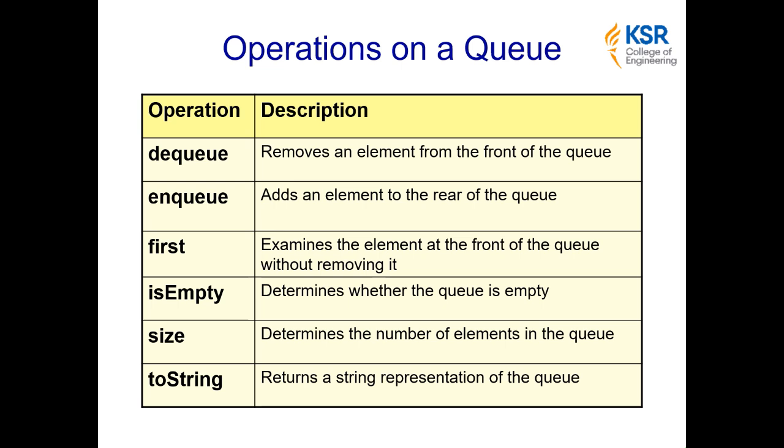The next operation is first, which examines the element at the front of the queue. Next is isEmpty, where you check whether the queue is empty or not. The next operation is size, which determines the total number of elements in the queue. Next is toString, which returns a string representation of your queue.